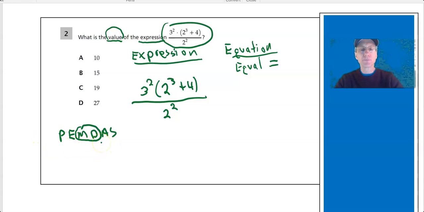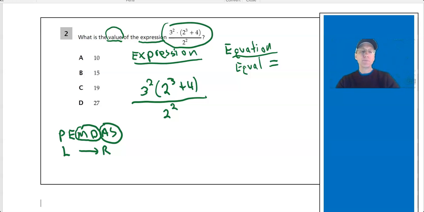Now in this case we have just an expression, but just to remind you, after all the multiplication and division is done in order of operations, you would do addition or subtraction, whichever comes first, going from left to right. Okay, so let's take a look. Let me switch colors. So what's the first thing we're going to do?